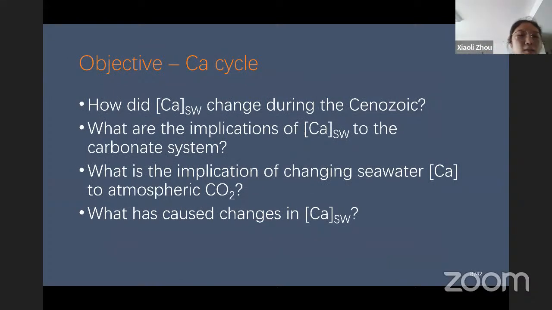So over the next half an hour, I will mainly talk about how the calcium has changed over the Cenozoic and what it means for the carbonate system and CO2 in the atmosphere. And at last, I will try to find out what has caused the changes in calcium. Okay, so first, how did calcium change?